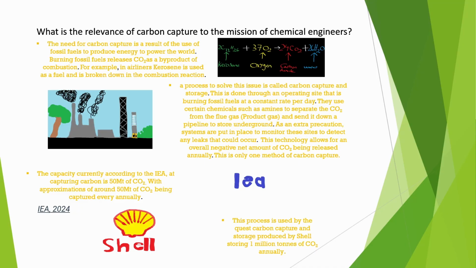This is transported down pipes. Shell has a station in Canada that does this. Carbon capture allows companies to plan for net zero. Globally around the world, there is a capacity of 50 megatons of carbon to be captured, and approximately the same amount of carbon is being captured. This process is therefore very efficient.